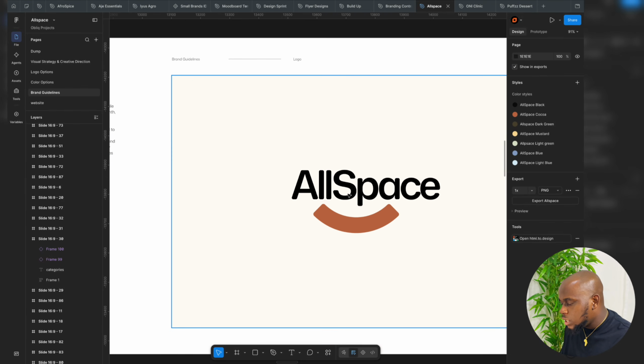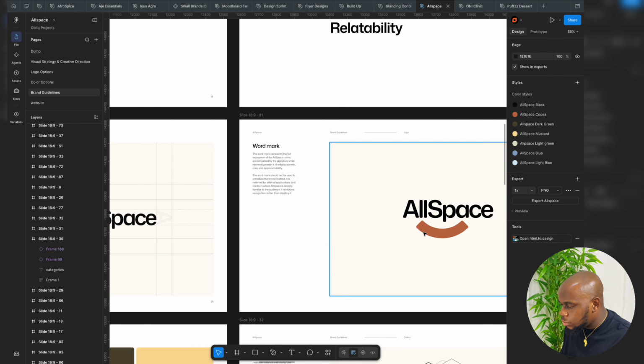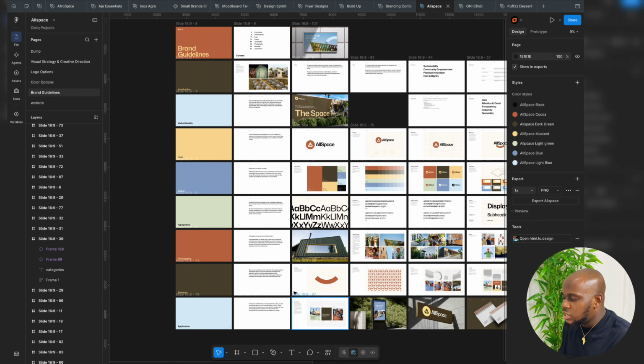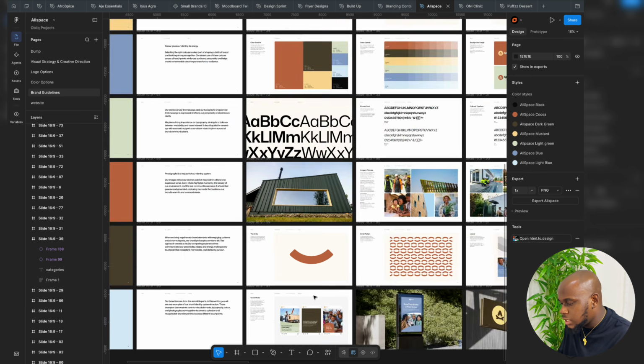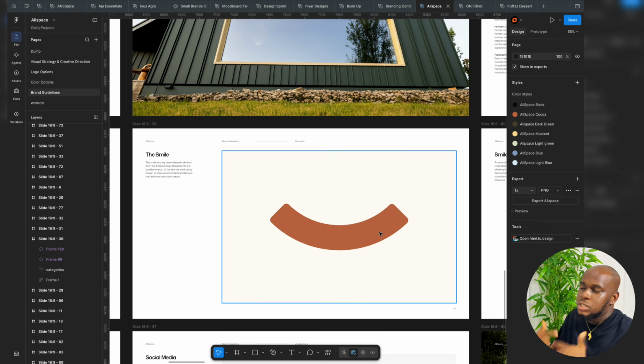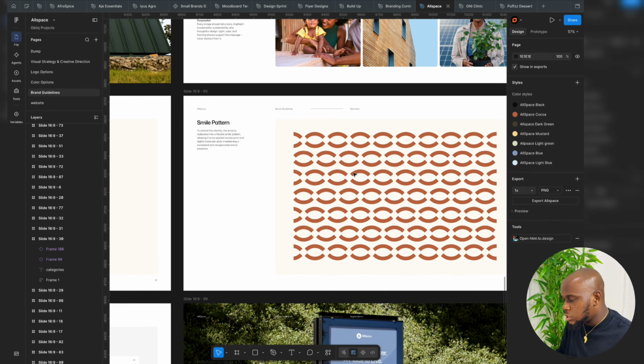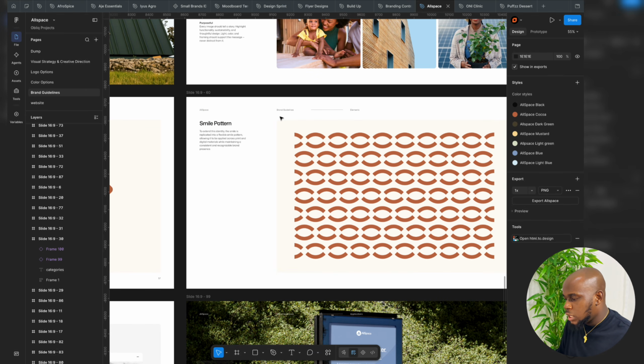So the word mark is an addition to the logo suite. The word mark is just the Allspace, but with the smile under. This is to tell you that this smile is a very big part of the brand identity, so we now brought out the smile. So this is the smile. The smile is an element that transcends into a whole other things as a brand. So the smile pattern. We explained to you what the brand pattern is, and the fact that it came from the smile.